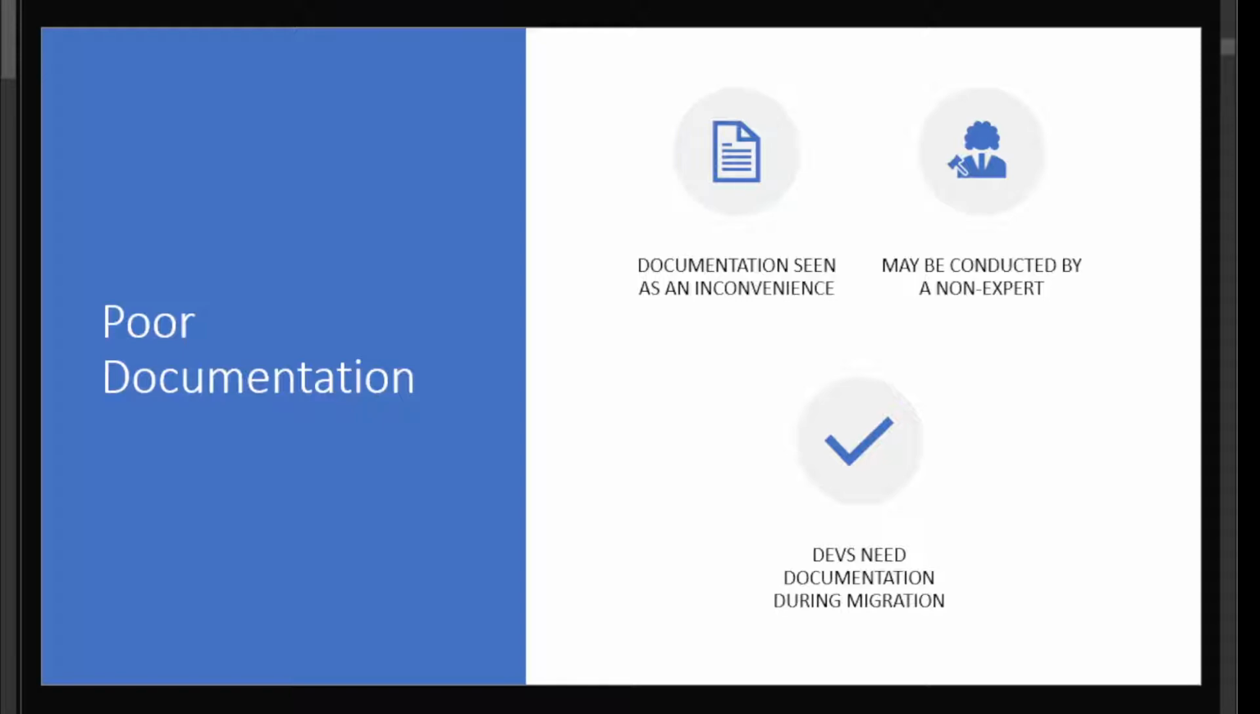So poor documentation is a concern, and this is something that you need to know for the exam, as it will be on there. Documentation is seen as an inconvenience by many personnel. This is one reason for poor documentation. It could also be conducted by a non-expert, which is a lot of the time. I mean, you're not going to have a documentation expert on hand all of the time. It may just be a normal developer who hasn't done it before. And the developers need documentation during migration. That's one of the most integral parts of this portion: documentation is going to be super useful and integral during cloud migration.